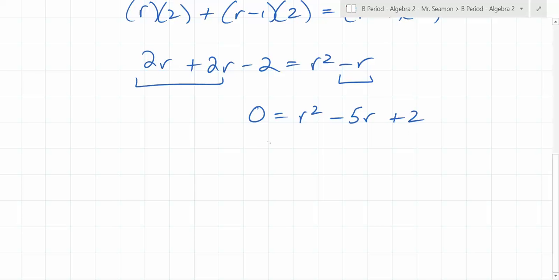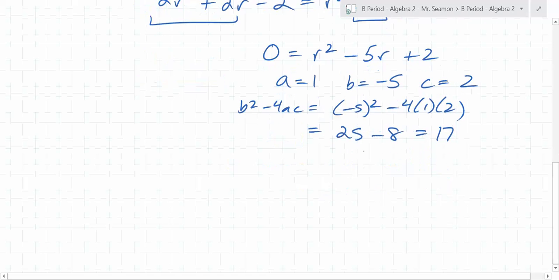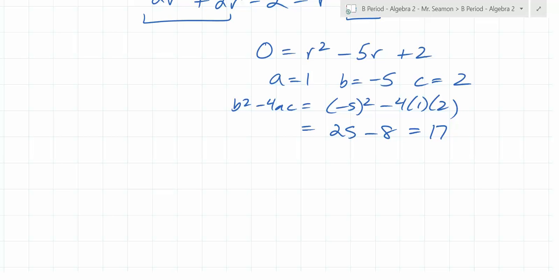So in this case, a was equal to what? 1. b was equal to what? c was equal to 2. So we have b squared minus 4ac: negative 5 squared minus 4 times 1 times 2. 25 minus 8 is what? Come on, what is it? 17? Sounds right. Now, when you get a discriminant like that, that's a good sign, right?